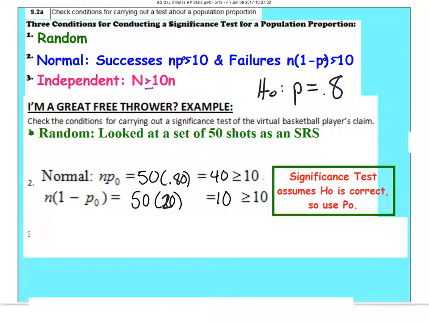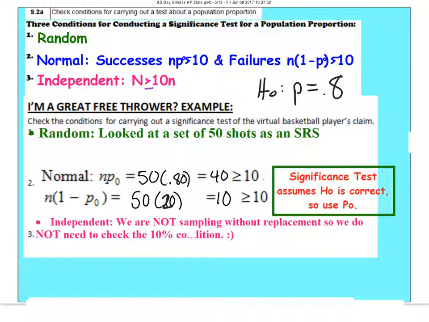Then the third condition is looking at our independence. In this case, this is more unique. We are not sampling without replacement. It's one shot, then the next shot, then the next shot. Replacement is not an issue. So technically, we do not have to talk about independence at all in this case, and a lot of the free responses don't even mention it. However, we could just state we could assume independence is met because we're not sampling without replacement.